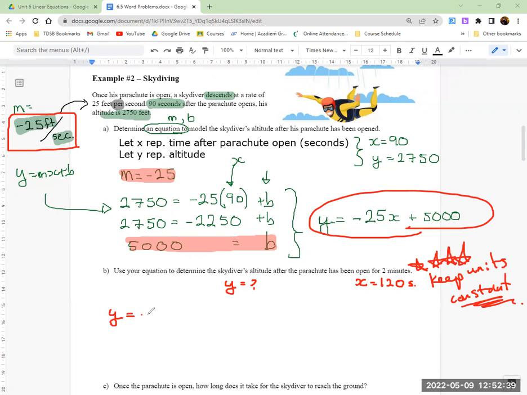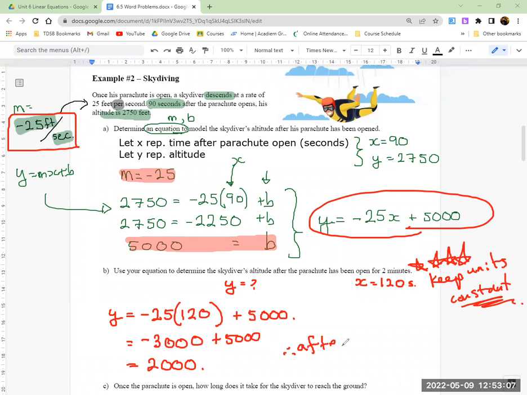So here we go. Y equals negative 25 times the time plus 5,000 equals 25 times 120, 3,000. So minus 3,000 plus 5,000. This is 2,000. So you say, therefore, after 2 minutes, the altitude is 2,000 feet.